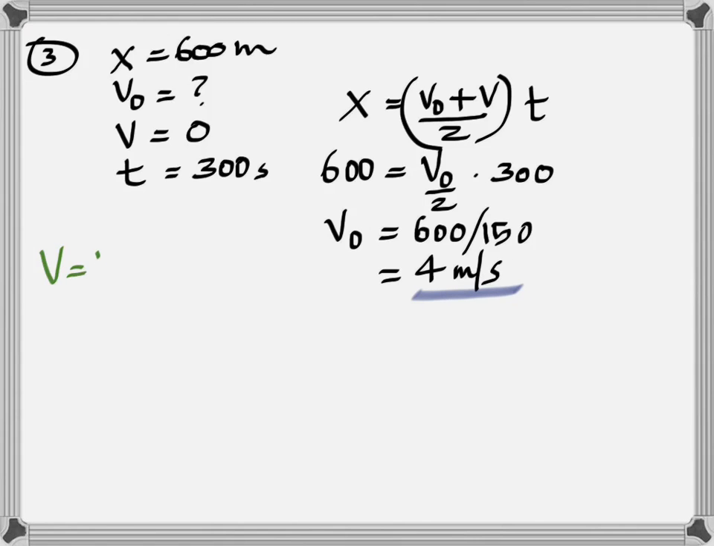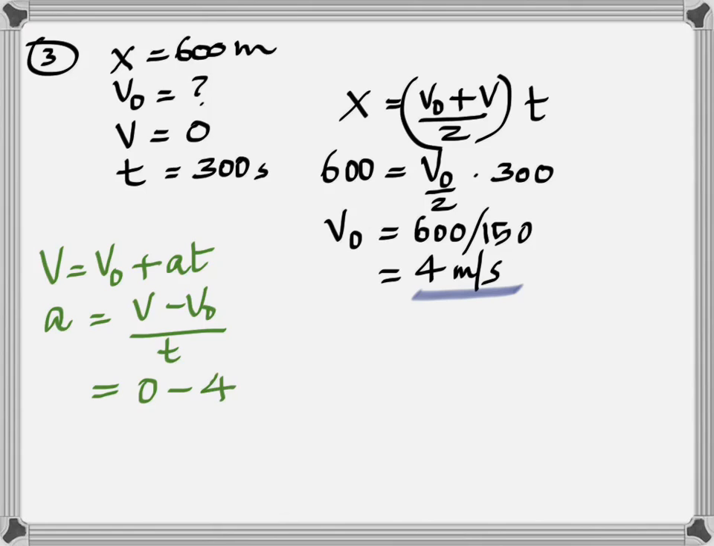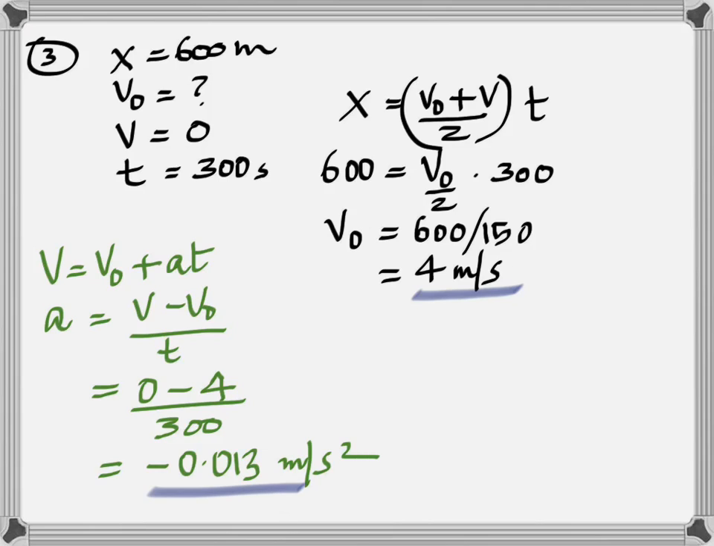And then v equals v naught plus at could be rearranged to calculate the acceleration. You get it as negative 0.013 meters per second squared. The negative obviously shows that it is slowing down.